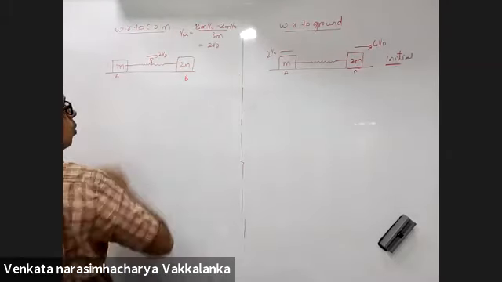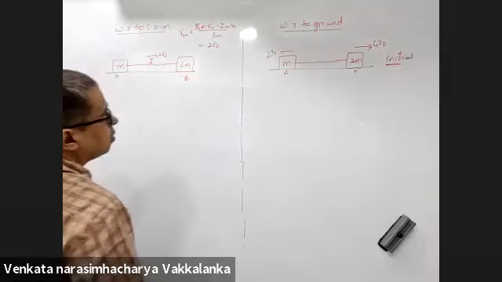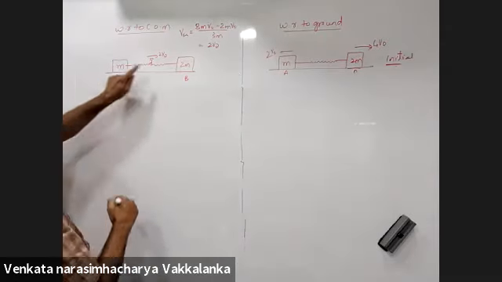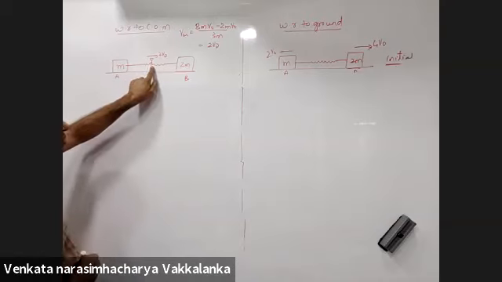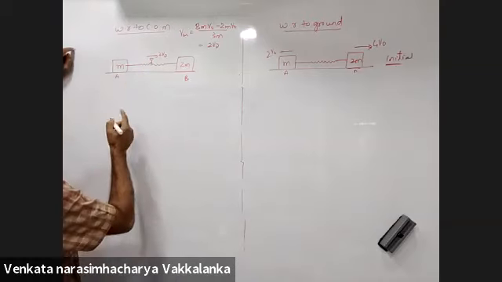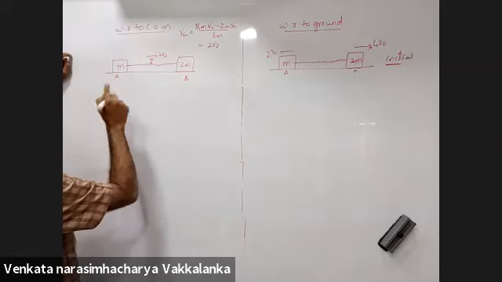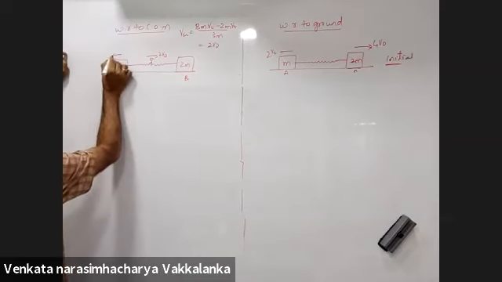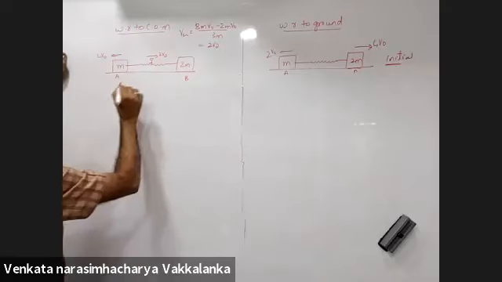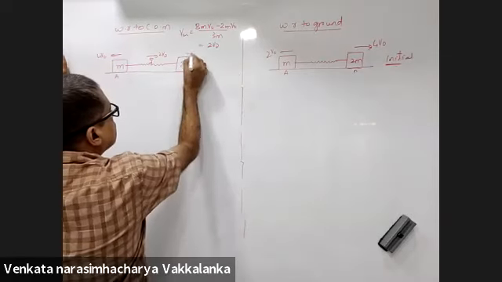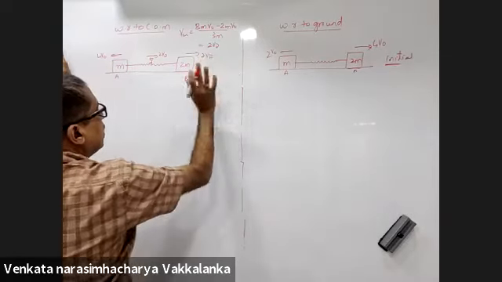Call this A, call this B. So what will be the velocity of A with respect to center of mass? A with respect to center of mass is minus 2v naught minus 2v naught, which will become 4v naught. This will be 2v naught. Am I right?